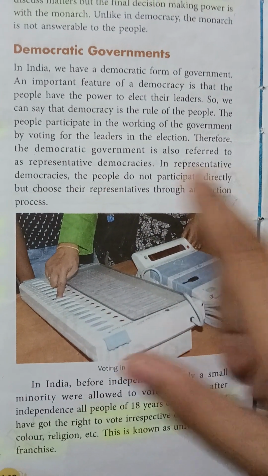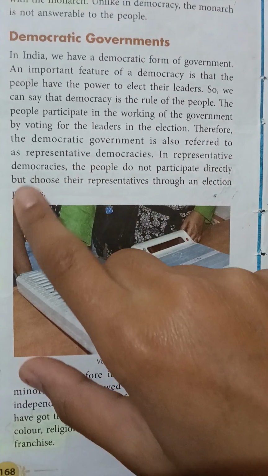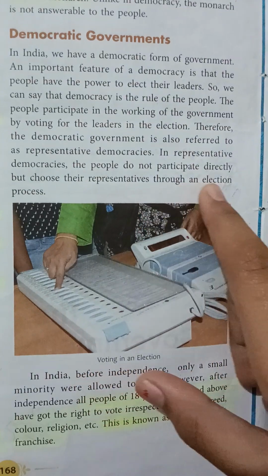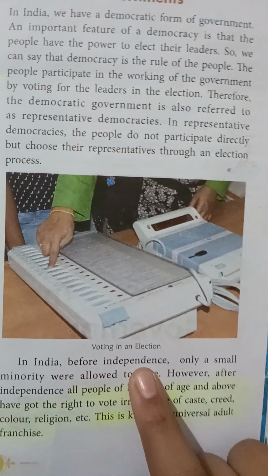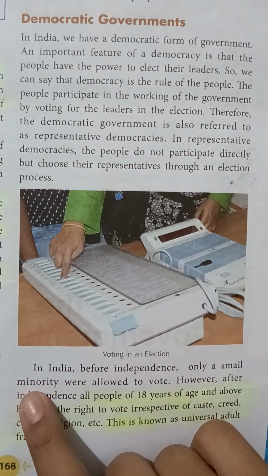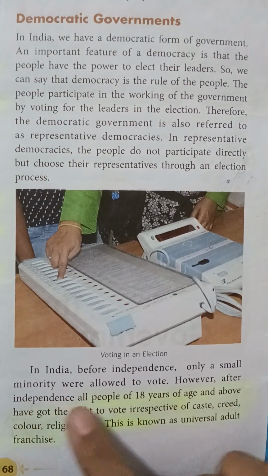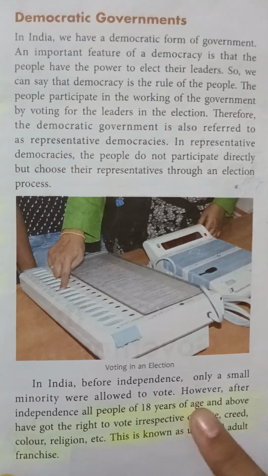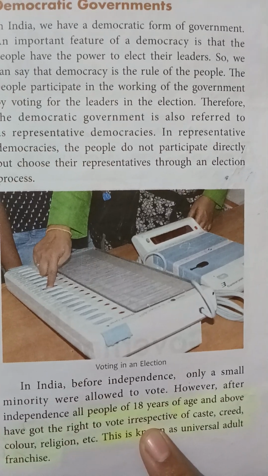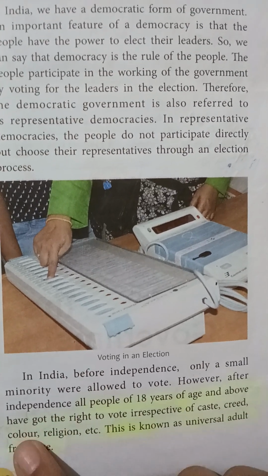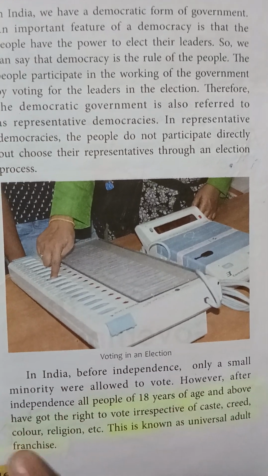In representative democracies, the people do not participate directly but choose their representatives through an election process. In India, before independence, only a small minority were allowed to vote. However, after independence, all people of 18 years of age and above have got the right to vote irrespective of caste, creed, color, religion, etc. This is known as universal adult franchise.